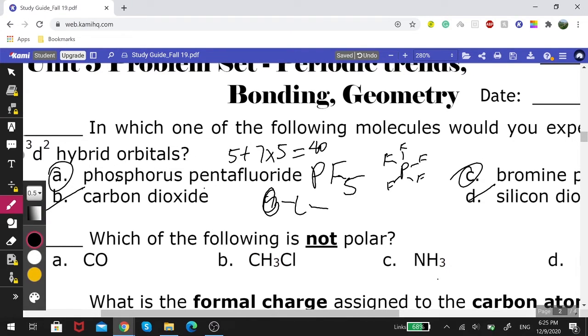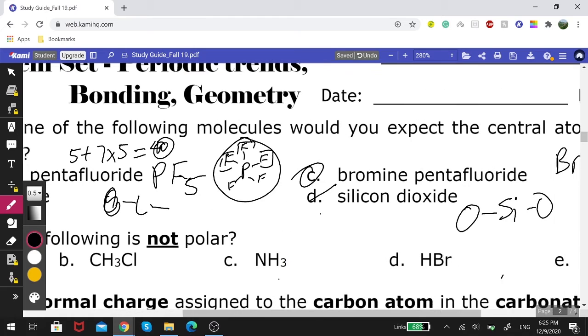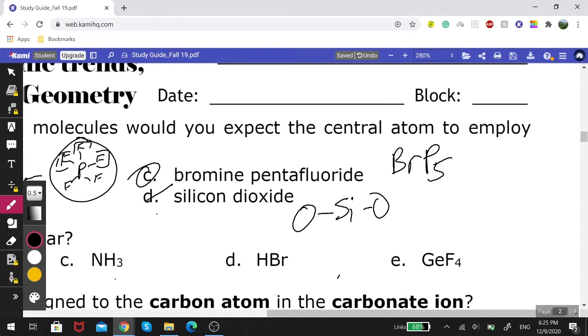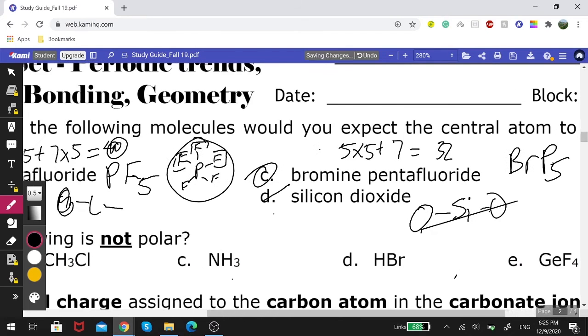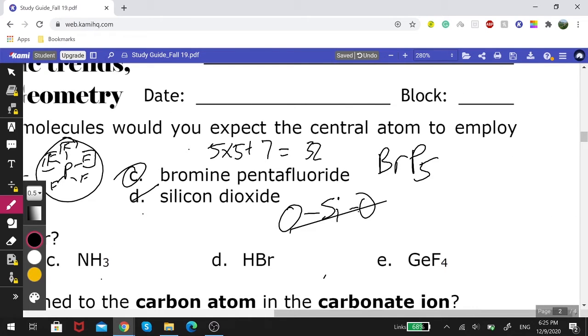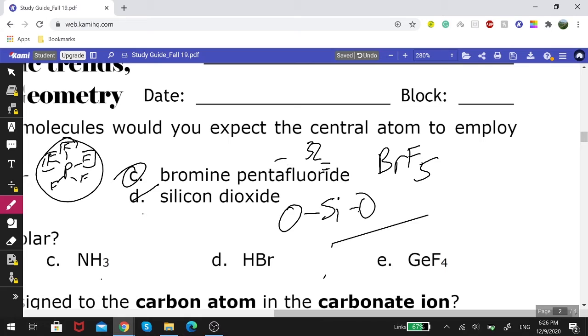And let's double check that. Alright, if all these F were filled, you'll have 40. And 40 matches this, so there will be no lone pairs needed in the middle, so that would not be the right answer. Let's draw BrF5 real quick. P has 5, 5 times 5 plus Br, which is 7, 32. Alright, now 32, let's draw Br. Oh shoot, bromine pentafluoride, not P. Whoops.